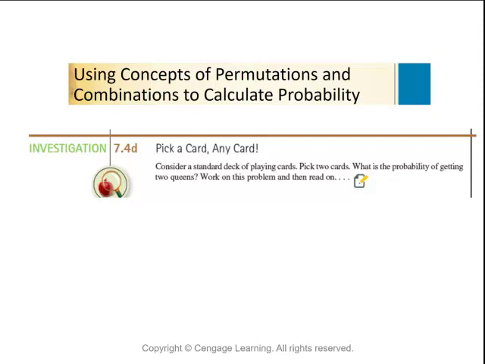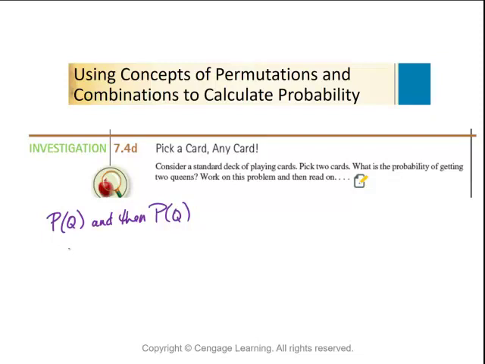Next, I'm going to consider a standard deck of playing cards, pick 2 cards. What's the probability of getting 2 queens? All right, let's look at this in 2 different ways. One way we're going to use combinations. The other way we're just going to look at it straight up. So I want the probability of a queen, and then another queen. And because this is an and probability, I'm going to be multiplying.